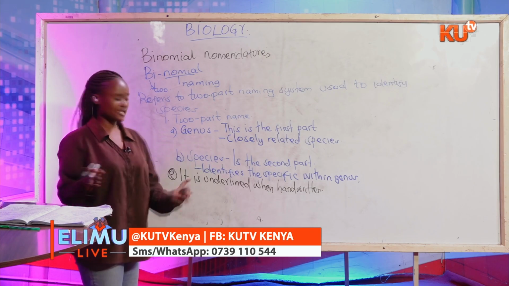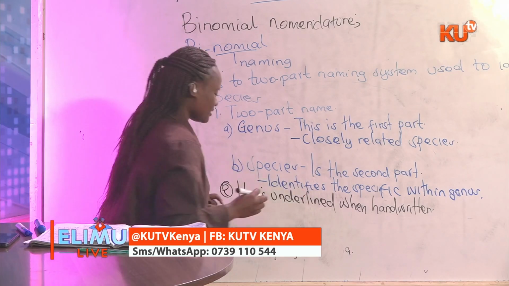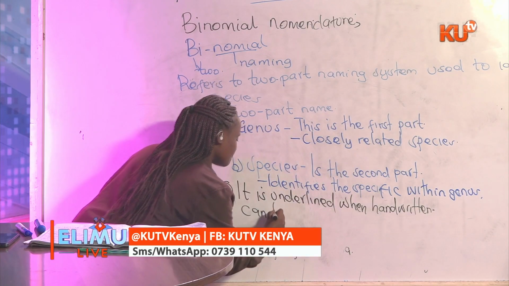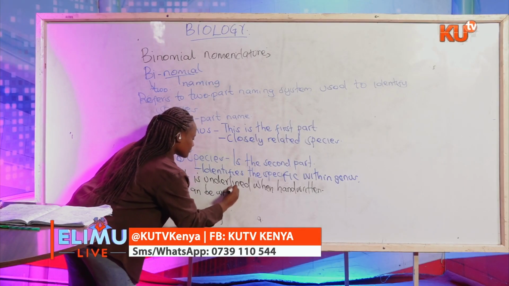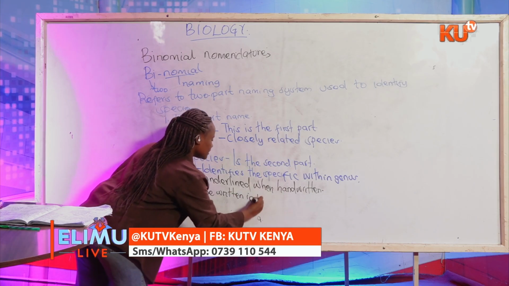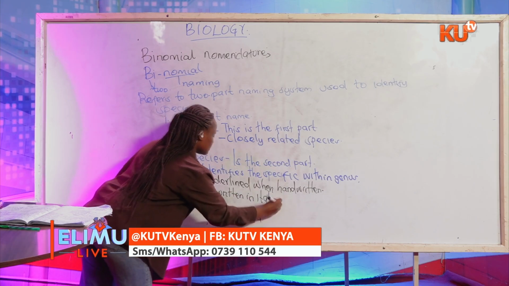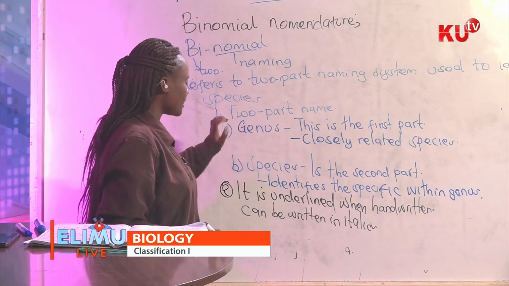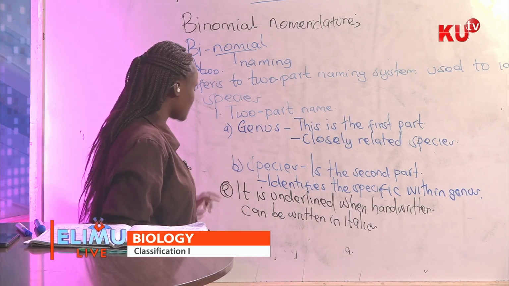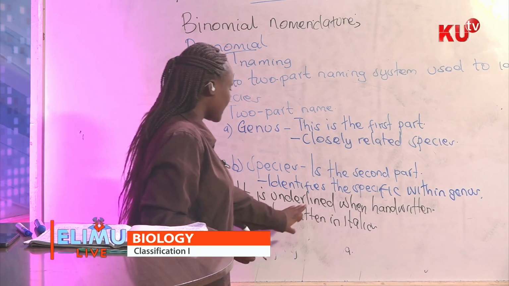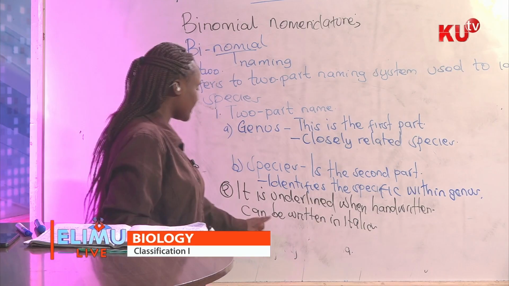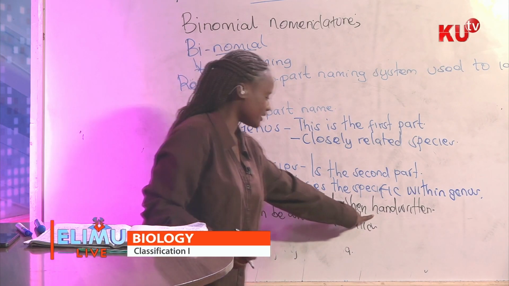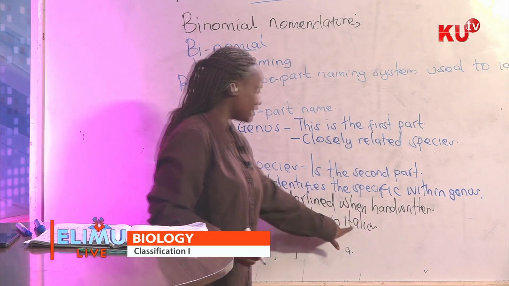Or if it's not handwritten, it can be written in italics. So we have the two-part naming, we have the genus and the species. It is underlined when handwritten, and if it is not handwritten, it can be written in italics.